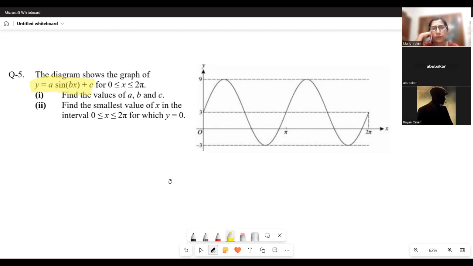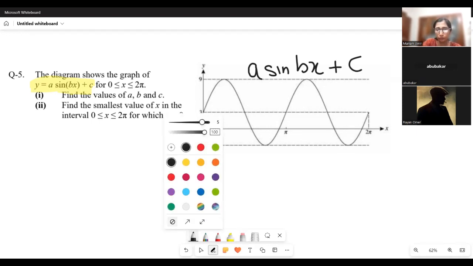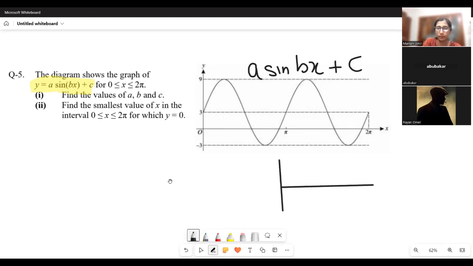Okay, find the values of a, b, and c. So this graph is a graph of a function which is a sine bx plus c. The original sine graph looks like this if it's just sine x. It looks like this. We've already discussed it, 0 to 2 pi.